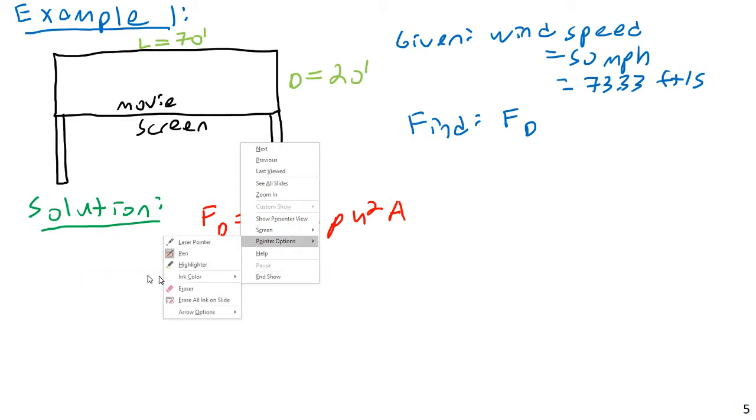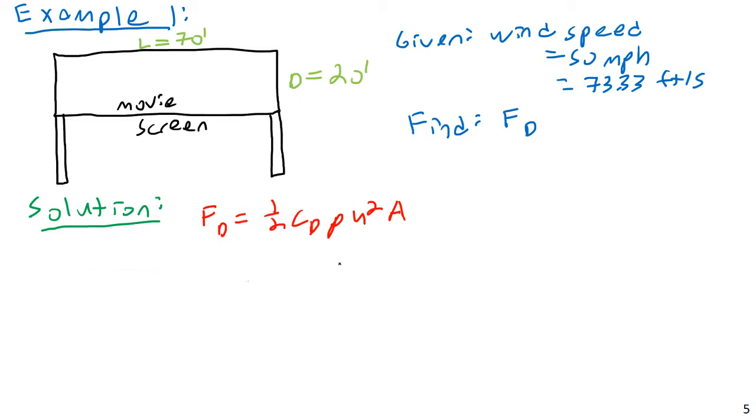Now, if you turn to your text and look at an appropriate table, we can find the CD. For a rectangle, the drag coefficient can be based off the L over D, and this is going to be equal to 3.0 in this case. And then you can extrapolate from this that the drag coefficient would be approximately 1.3.